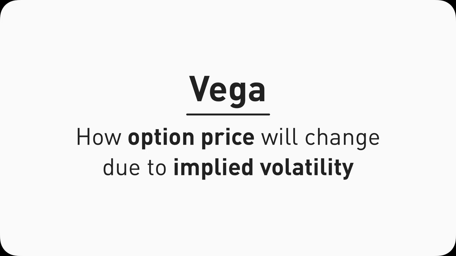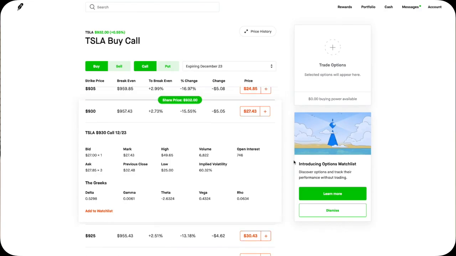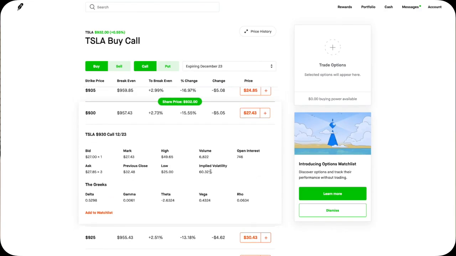Greek number 4, Vega. Vega measures how sensitive the option price is to its implied volatility, which you can actually find in the same place. It's just above Vega, where it says implied volatility. In this example, the 930 Tesla call has an implied volatility of 60.32%. As this number changes, Vega would define how much the option price would change when all else is equal.